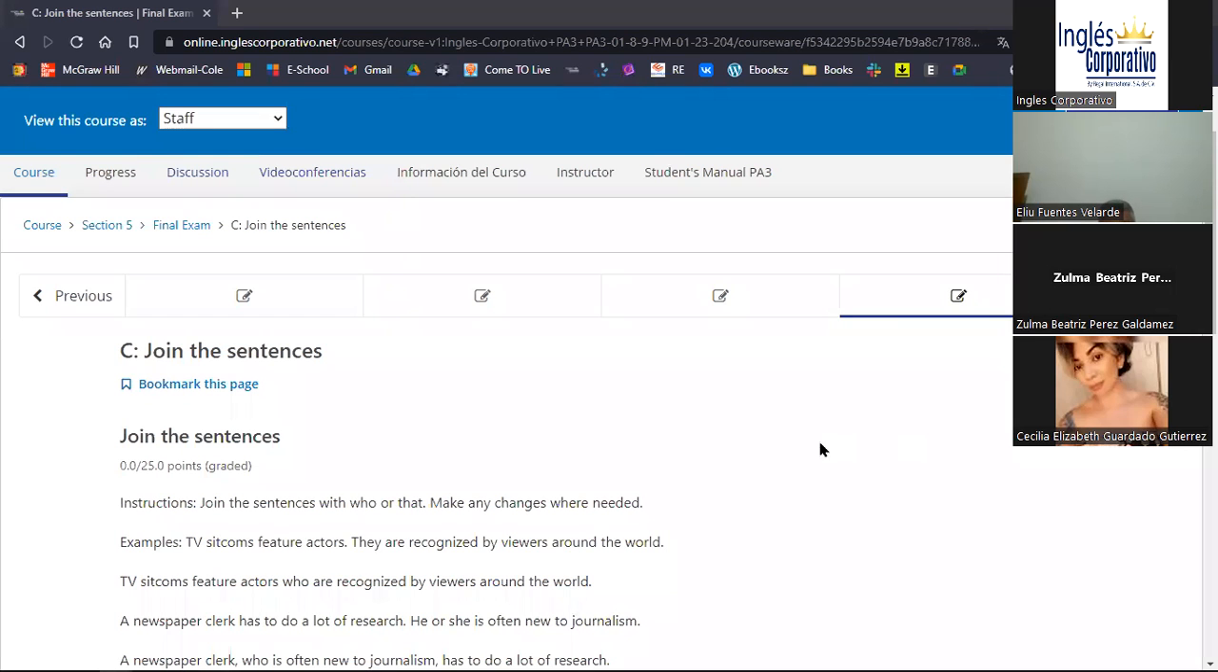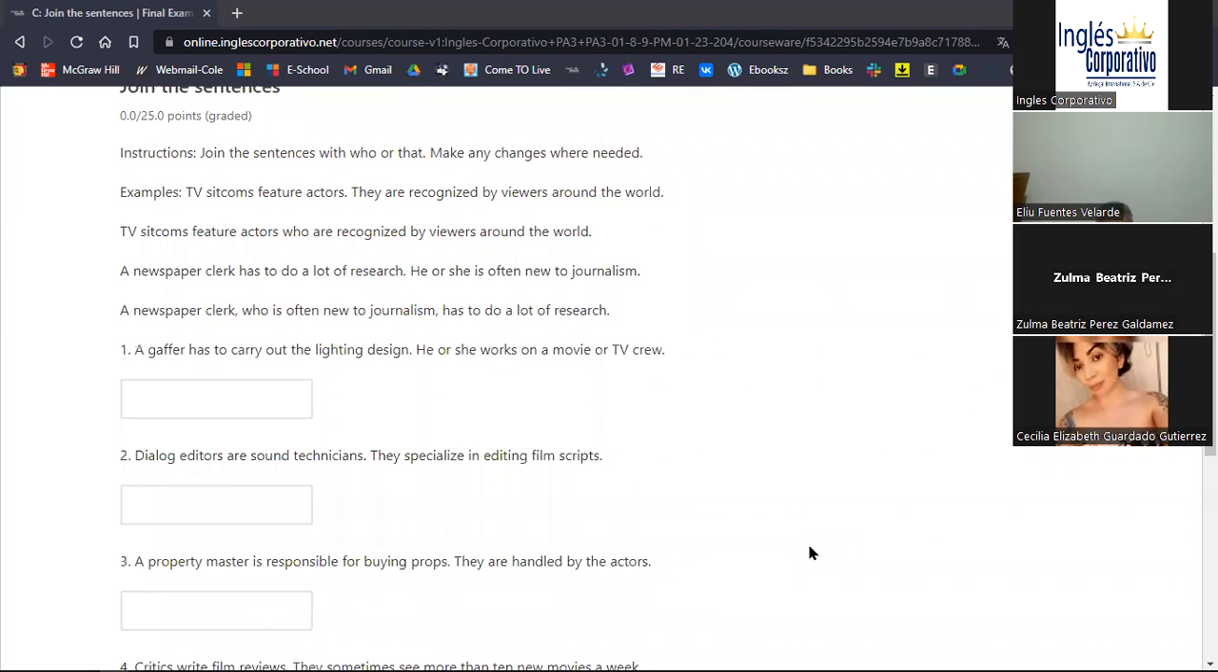So over here in the final exam in section C, it is asking us to join the sentences, okay? To do that, we need to use some of the pronouns that we have there. It says instructions, join the sentences with who or that. Make any changes where needed. For example, TV sitcoms feature actors. They are recognized by viewers around the world. So here we have two things: TV sitcoms that feature actors, and these actors are recognized by viewers around the world. To put it together, all I need to do is select the best one that I need.